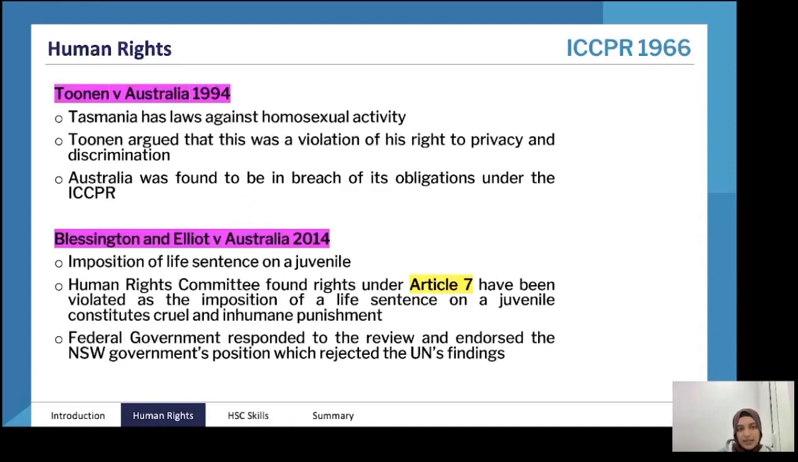So what are some cases that are relevant? Toonen v. Australia, and Blessington and Elliott v. Australia as well. Those are two cases that you can definitely have a look into if you do not have enough cases for this section.